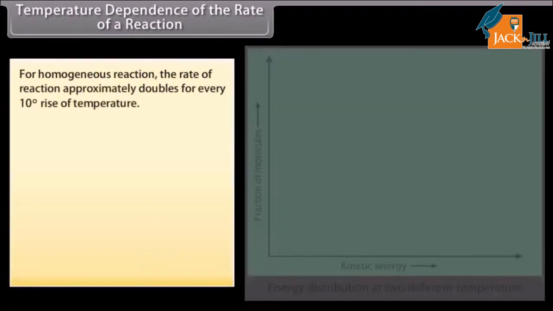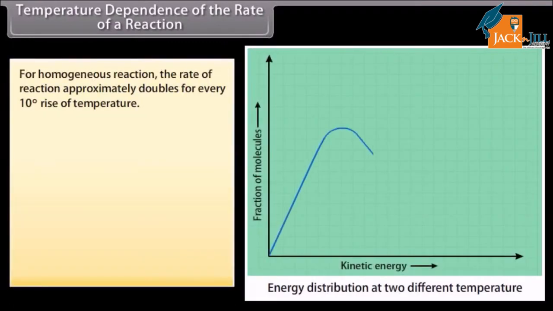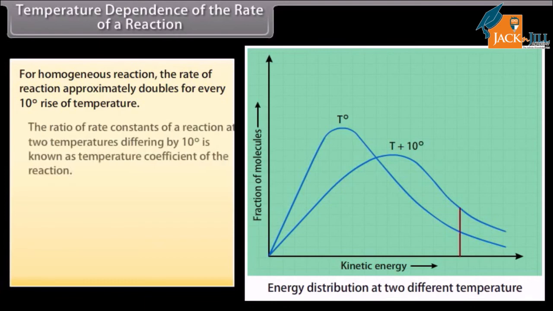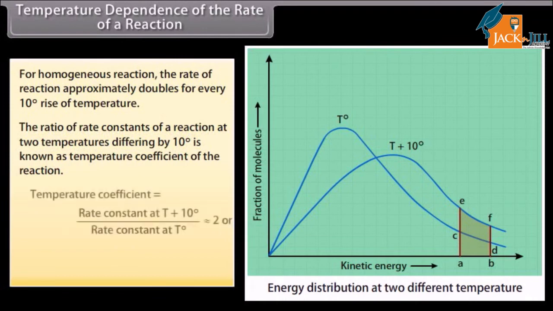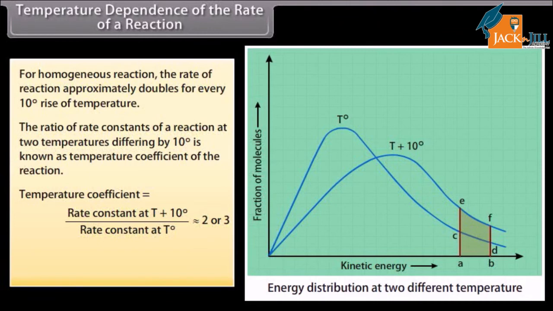Temperature dependence of the rate of a reaction. For homogeneous reaction, the rate of reaction approximately doubles for every 10-degree rise of temperature. The ratio of rate constants of a reaction at two temperatures differing by 10 degrees is known as temperature coefficient of the reaction. Value of temperature coefficient for most of the reactions is close to 2 and in some cases it approaches 3.